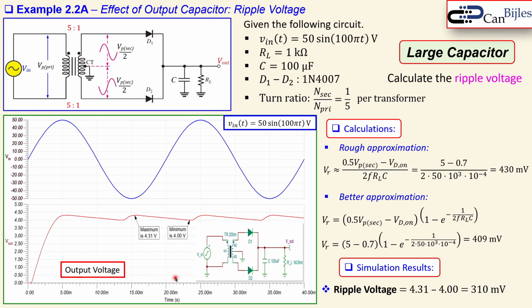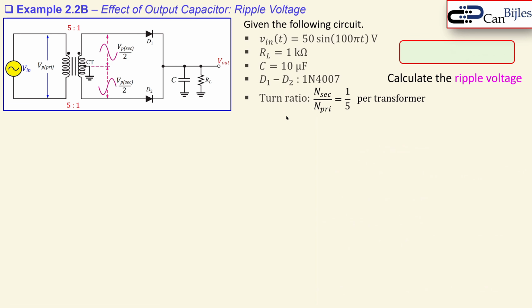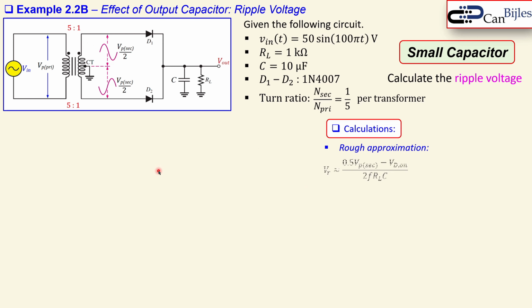Okay, this is for the case where you have the large capacitor, which is 1 microfarad. Now we will look at the exact same situation where we have a smaller capacitor, so 10 times smaller. Everything is the same as in example 2.2a. Let's look again at the calculations. We go a little bit faster because we have already seen that. The only thing we change is the capacitor.